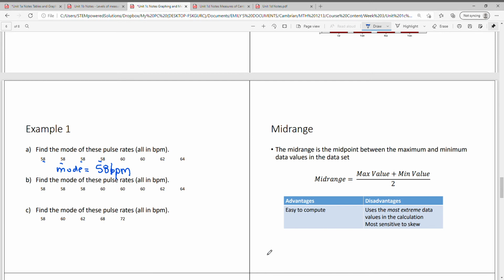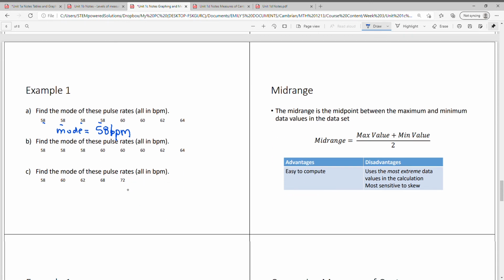Find the mode of these pulse rates all in beats per minute. So we have 58s, 1, 2, 3, actually only 3 this time. And we also have 3 60s. Therefore, there are 2 modes. So the modes now are equal to 58 beats per minute and 60 beats per minute.